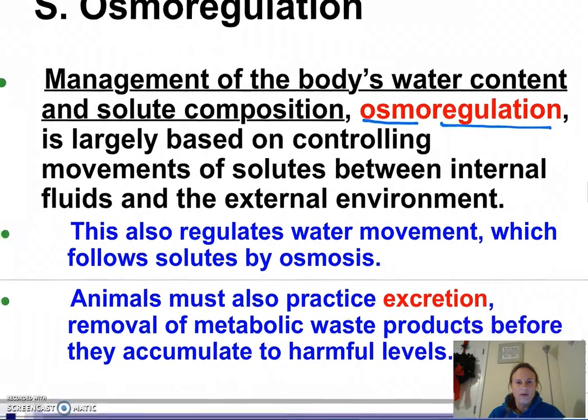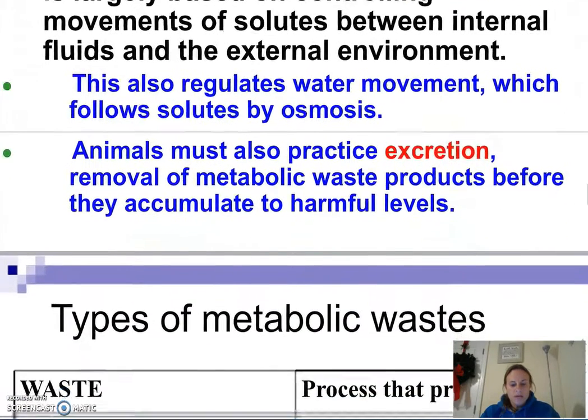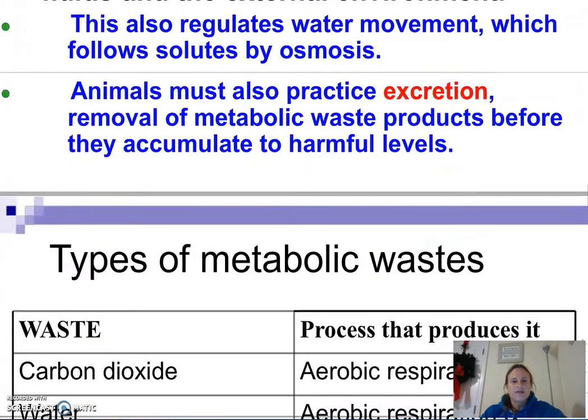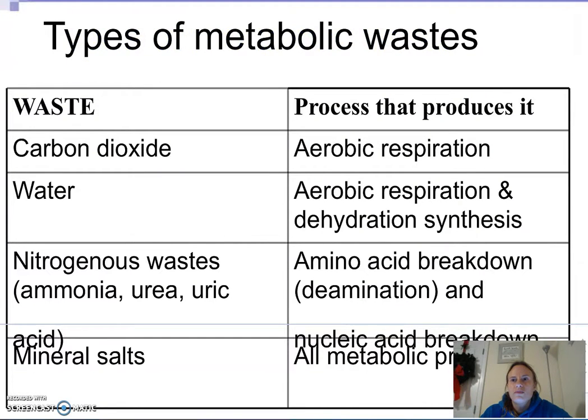So how are organisms going to actually do osmoregulation? Well, it varies depending on that organism, but the process of excretion involves the removal of metabolic wastes before they accumulate to those harmful levels. Excretion also helps us do osmoregulation. So when any organism does any sort of metabolic function, whether it be cellular respiration, whether it be digestion, some type of metabolic waste is given off.